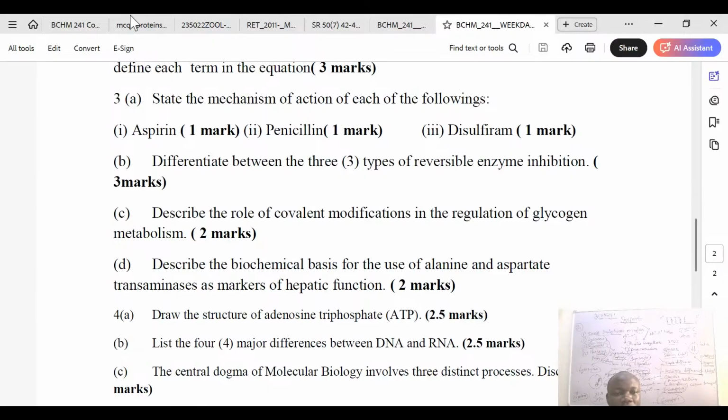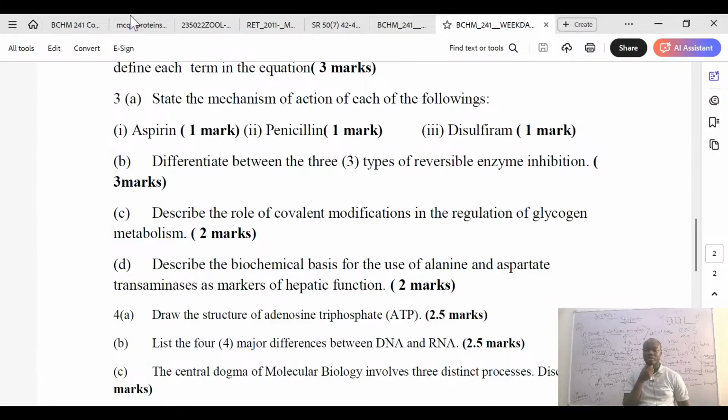Please answer the question. What is the mechanism of action? Yes, Aisha said it inhibits bacterial cell wall synthesis. Yes, I agree. So it inhibits peptidoglycan biosynthesis. But what is the name of the enzyme that it inhibits in peptidoglycan biosynthesis? Please, can you mention the enzyme?